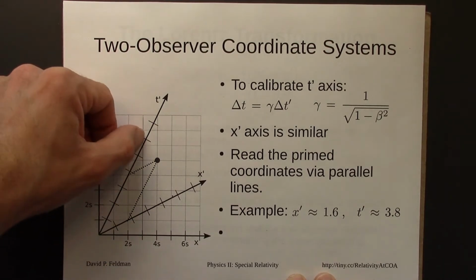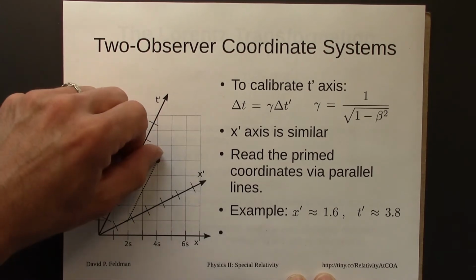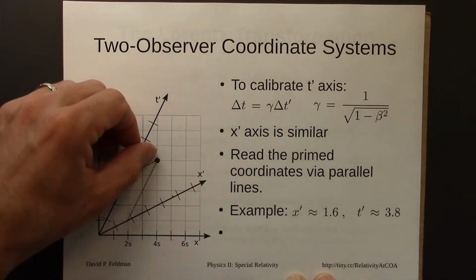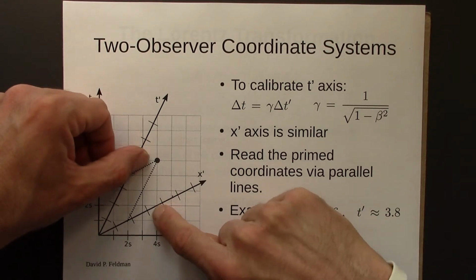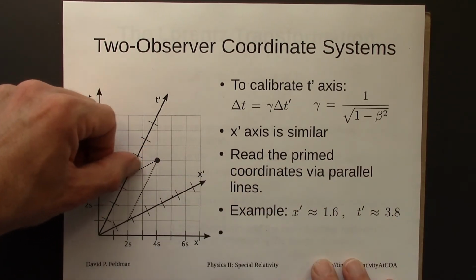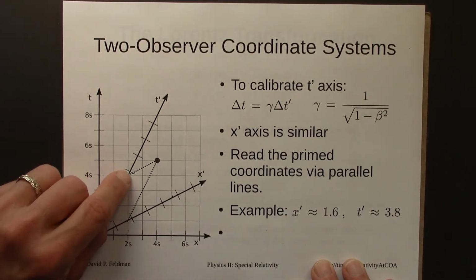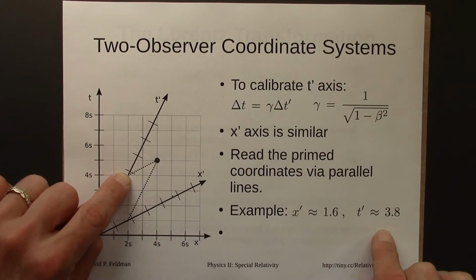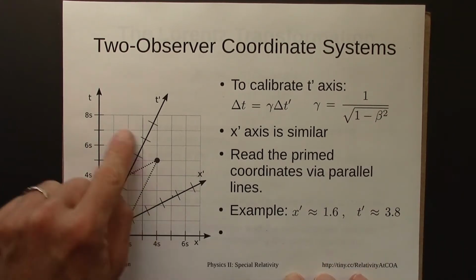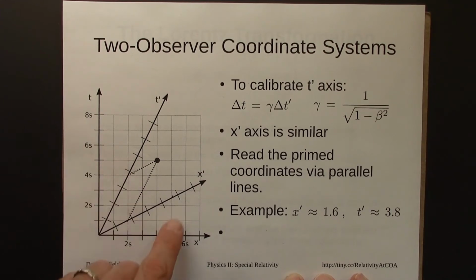If I wanted to get the t prime reading, I don't go perpendicular to the t prime axis. I go parallel to the x prime, so the lines between these two lines are parallel. So I go there, and I say, all right, well, where is this point? 1, 2, 3, I don't know, around 3.8. So that's how we read events, space-time coordinates, off of a two-observer diagram.